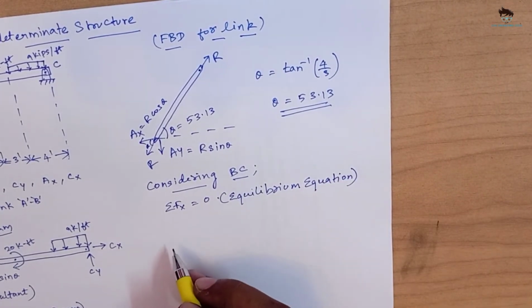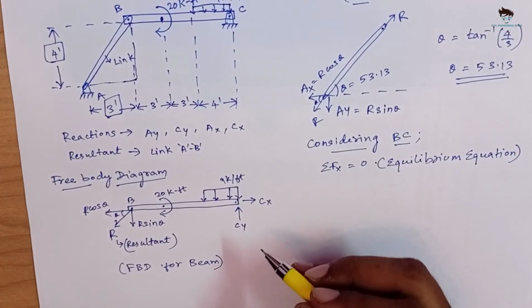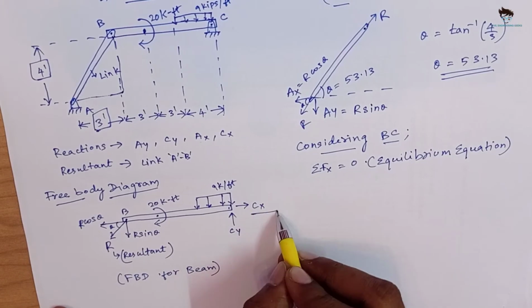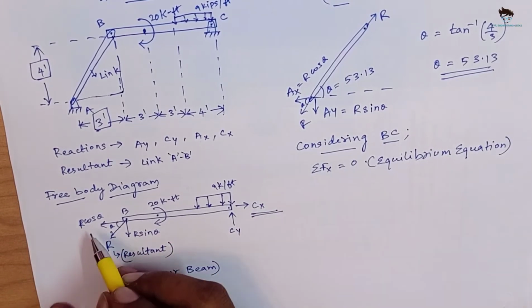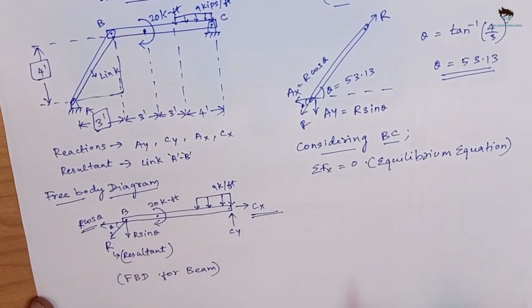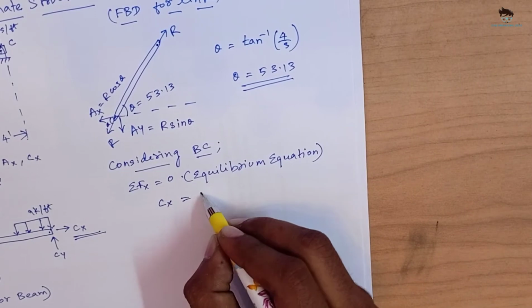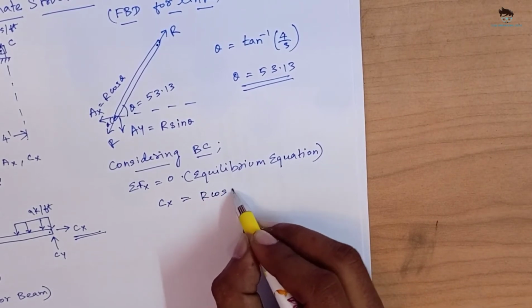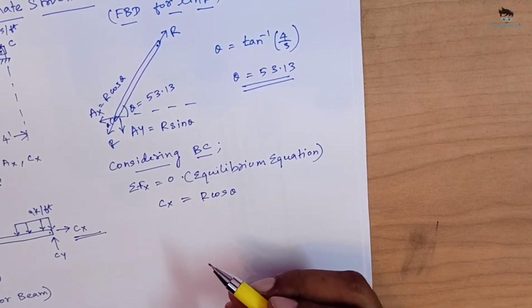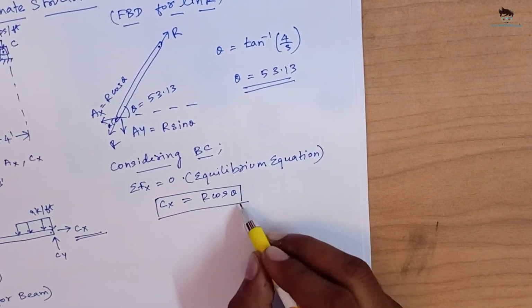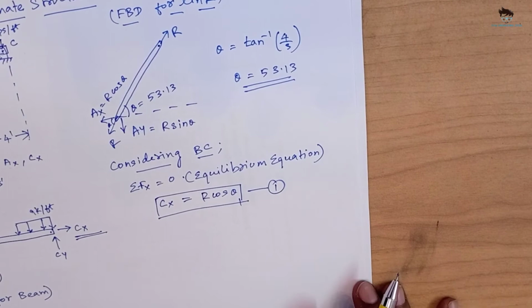On seeing the free body diagram of beam BC, it is evident that only two forces are acting in the x direction. That is the reaction Cx towards right and the horizontal component of the resultant force R cos theta towards left. Therefore the equation will be, Cx minus R cos theta is equal to 0. And, Cx is equal to R cos theta. We will name this equation as 1.